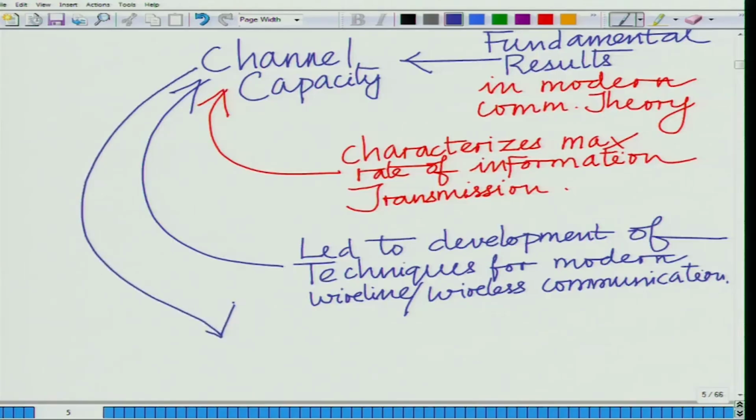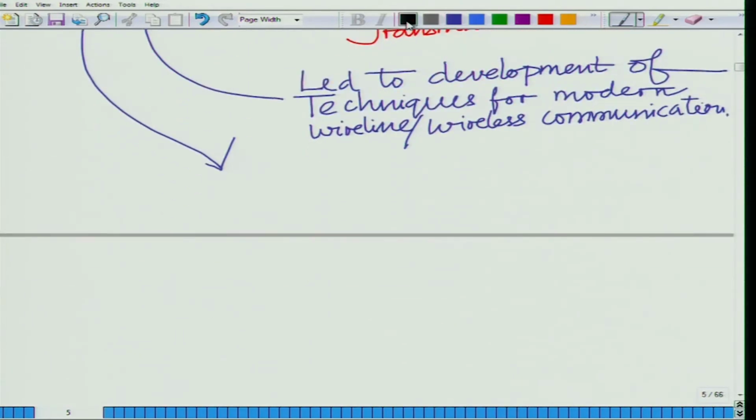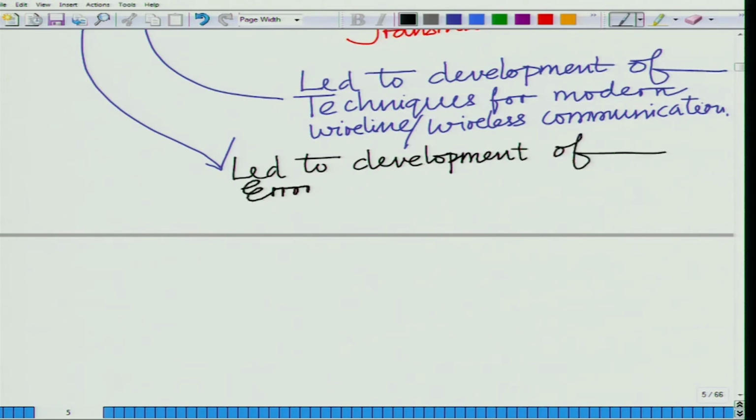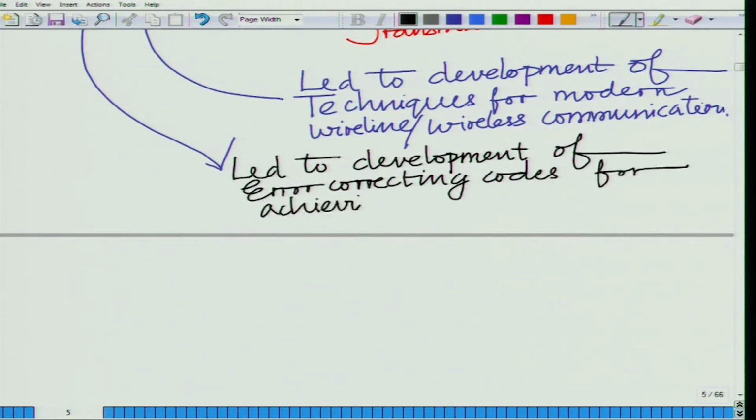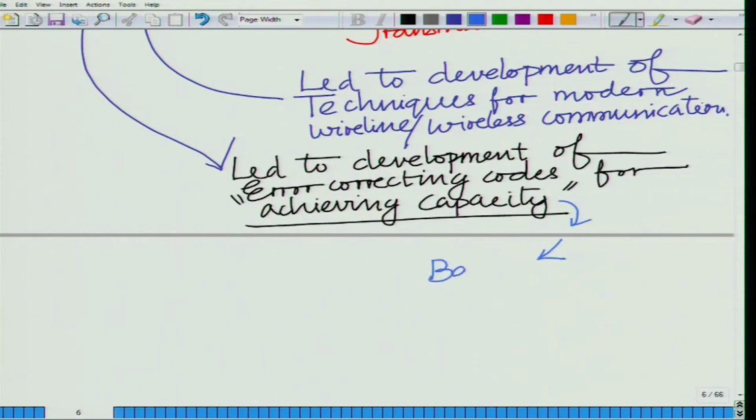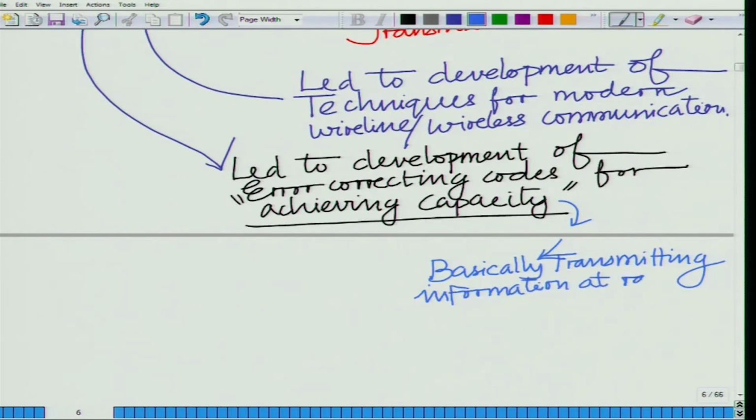Okay, so this channel capacity has also led to benchmarking, because the performance of every error correcting code can be benchmarked against that of the channel capacity, for achieving capacity. When we say achieving capacity, we mean basically transmitting information at rate C.